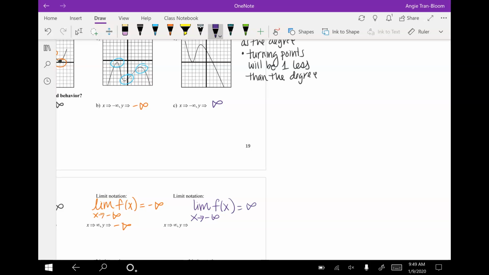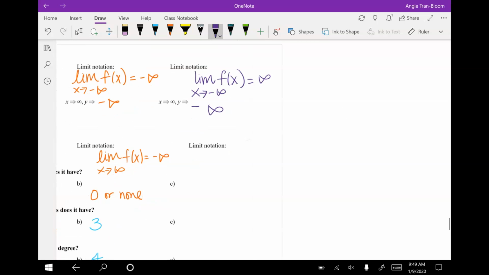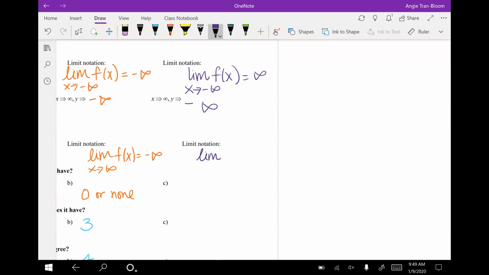Then next one. As x is going to the right side, Wyatt, what's the end behavior for y as x is going to the right? As x approaches infinity, what's y? Negative infinity. Limit notation. What else do we write? What's under the word limit? x is going to infinity. What else? y equals negative infinity.